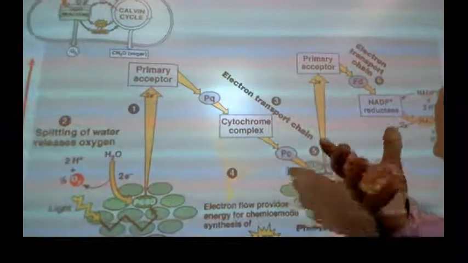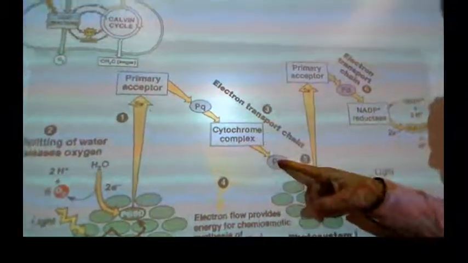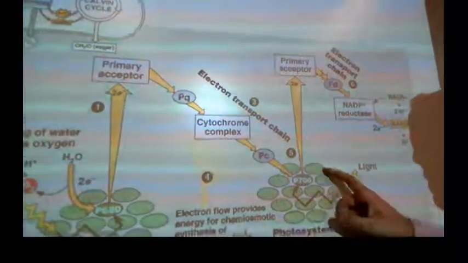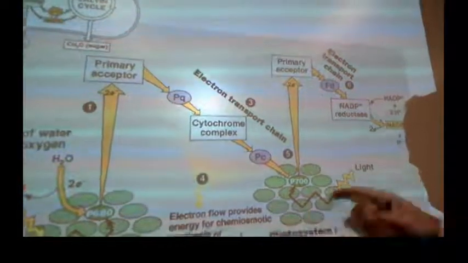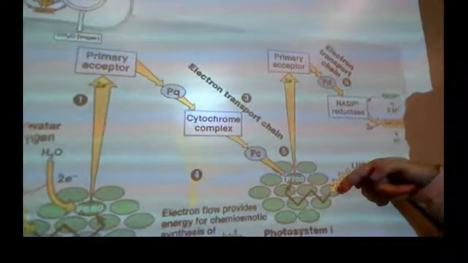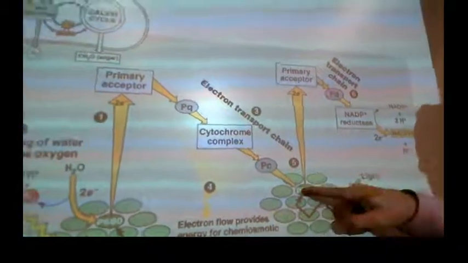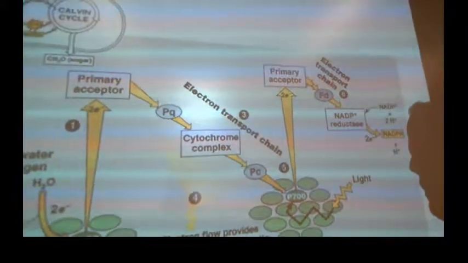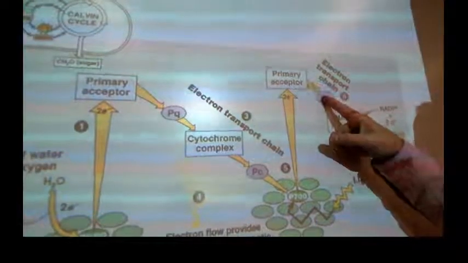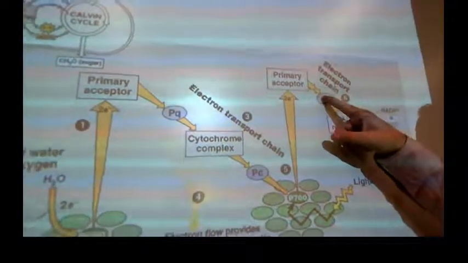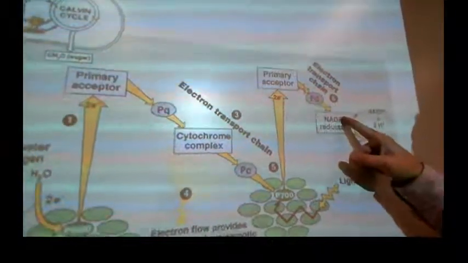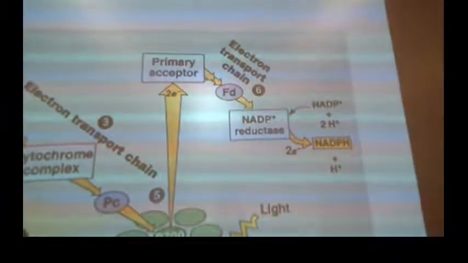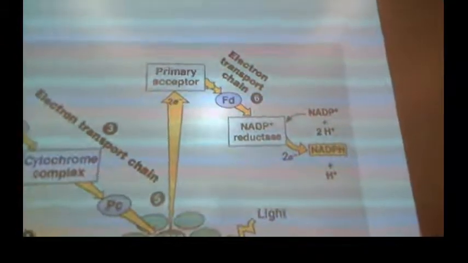Those electrons have lost some of their energy, so they're going to move to plastocyanin and then to photosystem 1. Why do they have to go back to photosystem 1? So they can be re-energized. As those electrons are re-energized, they're going to jump to another primary electron acceptor. They're going to go to ferredoxin, which you don't have to know, which is just an in-between protein. And then they're going to wind up right over here at this protein called NADP plus reductase.